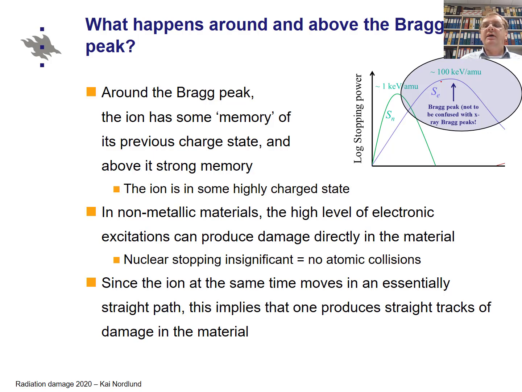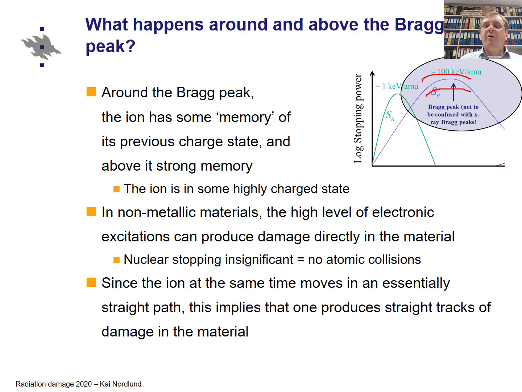And actually in that case, this plot is simplified, because if it has a different charge state, the electronic stopping will also be somewhat different. So this curve is here understood as an average, whereas individual ions may actually have a different stopping power.